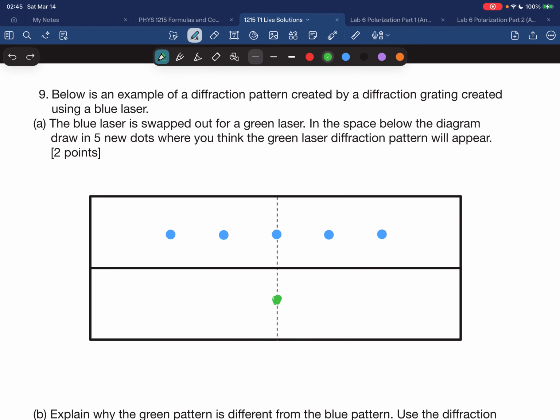Okay, so we're still going to have this single dot in the center. That's not going to move. That one stays where it is. And the green dots will be more spaced out than the blue dots. Doesn't matter exactly where you draw them, as long as the green dots are more spaced out than the blue ones. So if I draw some dashed lines on the blue ones, you can see clearly that the green ones are more spaced out. That's really all I was looking for here.